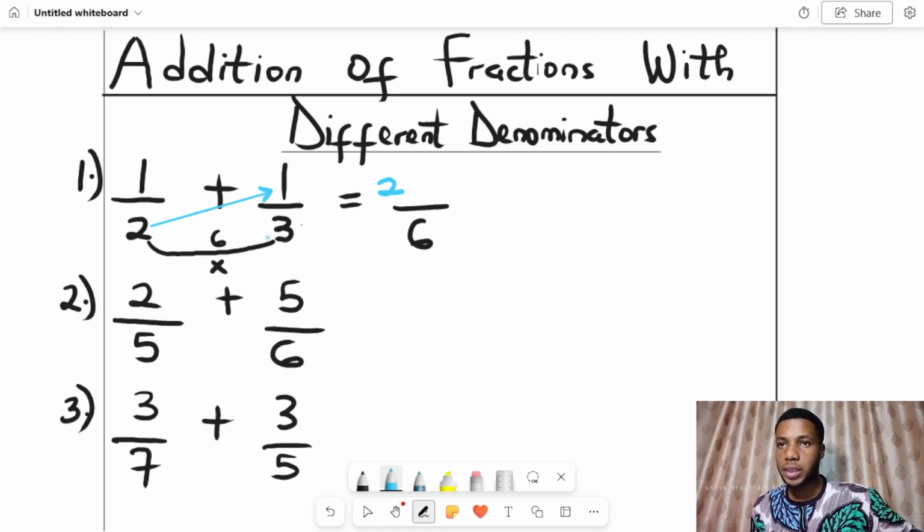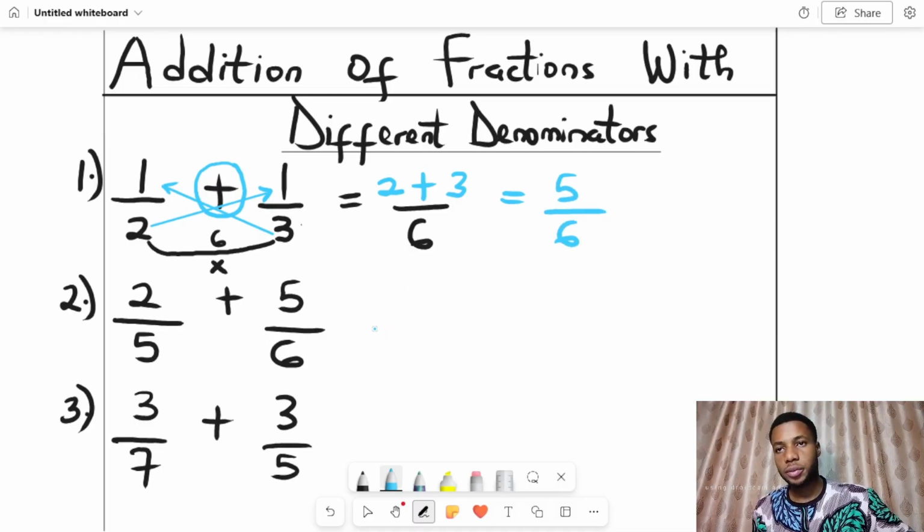Then we're going to multiply the denominator of the second fraction with the numerator of the first fraction. So that'll be 3 times 1, which is 3. Now, before we write 3, remember that we have a sign here. That sign is called the addition sign. So we're going to add the addition sign here and write 3. 2 plus 3 gives us 5 over 6.